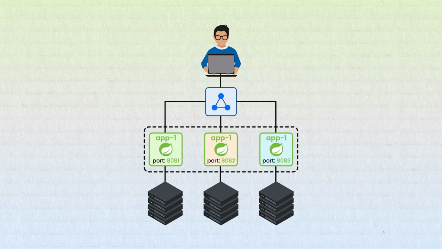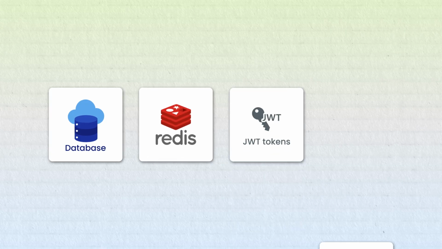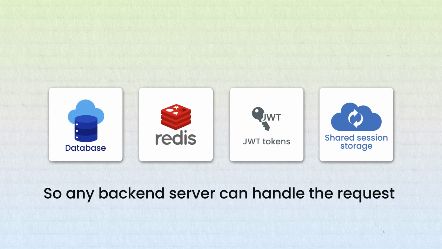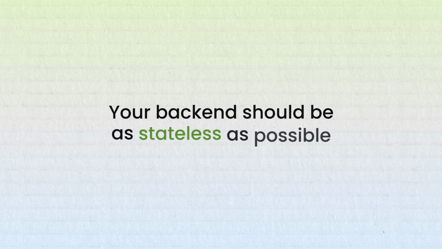That's why production backend systems usually avoid storing important user state inside one server. Instead, they use things like a database, Redis, JWT tokens, or shared session storage. So any backend server can handle the request. This is very important when working with load balancers. Your backend should be as stateless as possible.